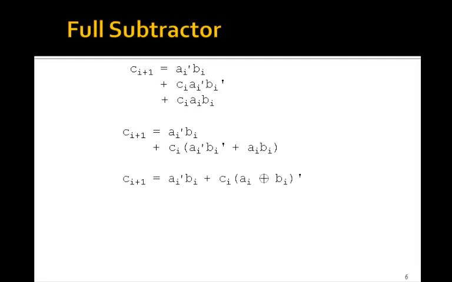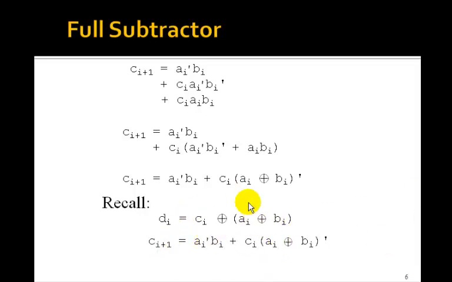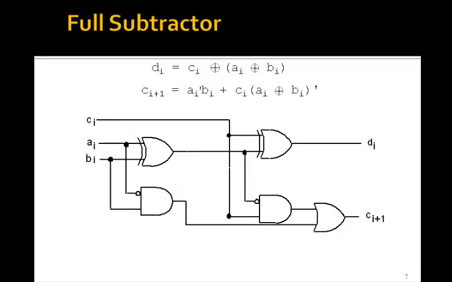And you should recognize that now as an exclusive NOR. So this is going to be not a and b, or c and this bracket is just an exclusive OR with b not. So it's exclusive NOR, and you recall that the difference is the same as the sum of a full adder. And so we have these two equations for a full subtractor. And from that we can draw the logic equation.